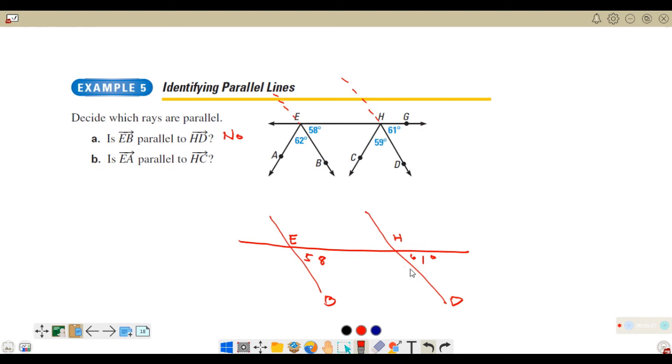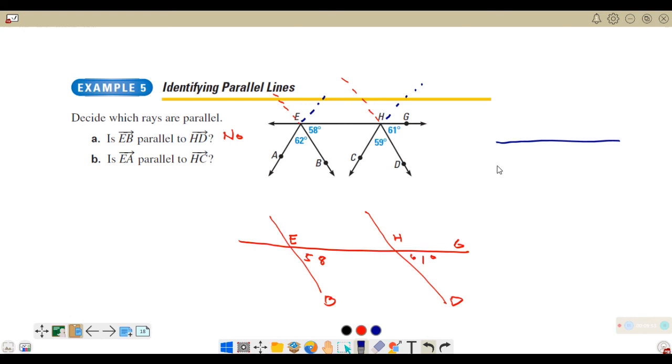Kapag parallel ang lines natin, cut by the transversal, EH or EG or HG, whatever you want to call it, you should have congruent corresponding angles. Hindi siya congruent. So, the answer here is no. How about the other one? Isolate din natin siya.